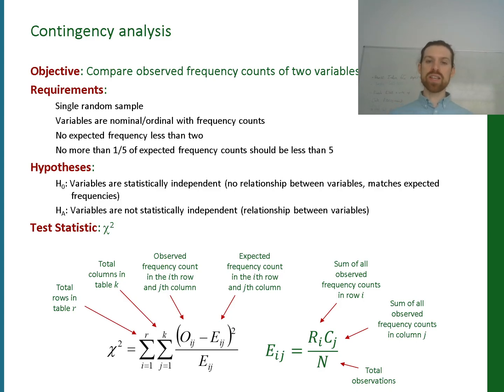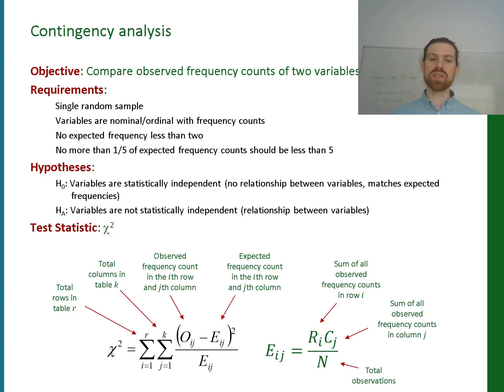So we're comparing these observed frequency counts for two different variables to assess independence. The requirements are that we have a single random sample, variables are nominal or ordinal with frequency counts, and then we also have those frequency requirements that we came across with the previous test. So we can't have frequencies less than 2, we can't have 20% of the data being less than 5, okay? So we need to make sure that we're meeting these particular requirements.